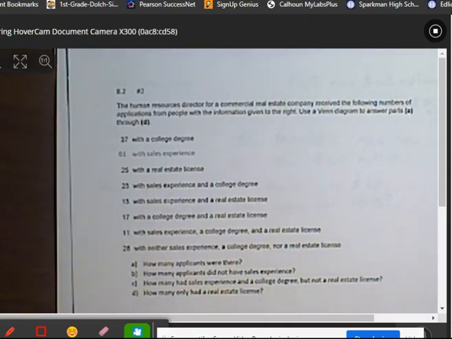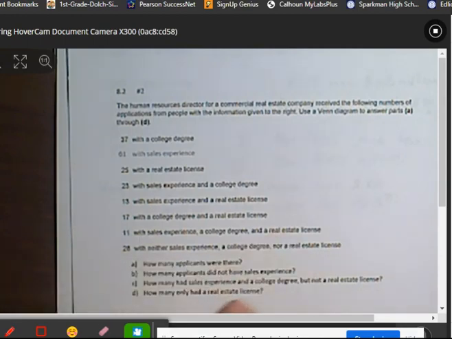Okay, so we've got a human resources director. They're a real estate company, and these are people that are applying for a job. And it gives us the questions here at the end that we're going to answer. But basically, and again, if you want to pull this up, it'd probably be easier to look at on your paper, and we'll go back and answer these.